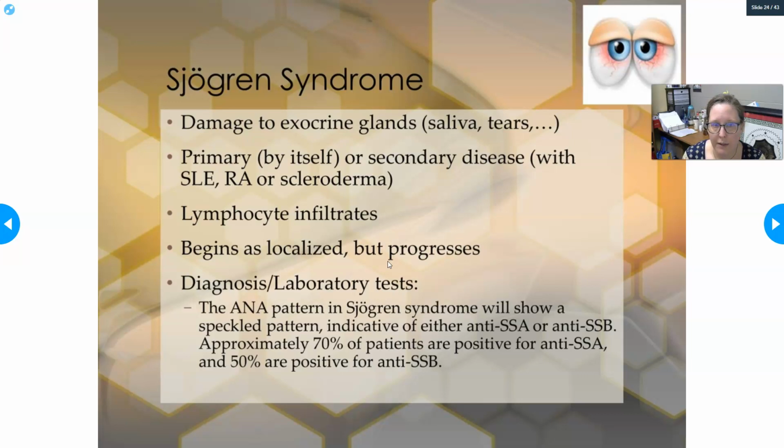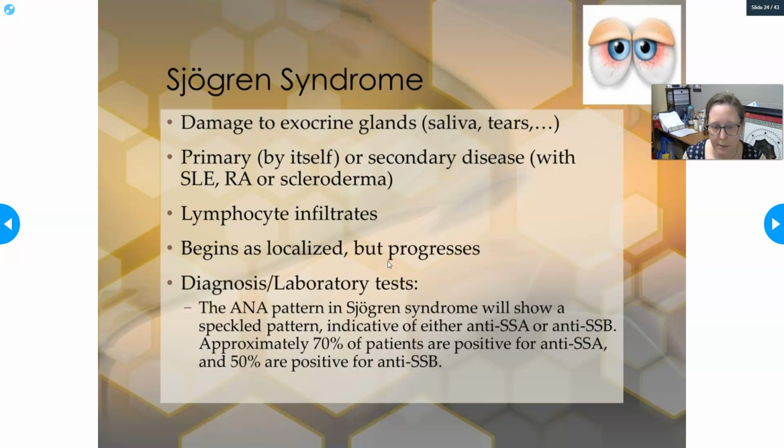Sjogren's syndrome, the damage is to the exocrine glands, the glands that produce the saliva and tears, etc. It can be primary, so it'd be all by itself, or a secondary disease, as it can be associated with other autoimmune diseases, such as lupus, RA, or scleroderma. Again, because of the underlying fact that autoimmune diseases are genetic and environmental, oftentimes if a person has one, they can get another of the autoimmune diseases. There will be lymphocyte infiltrates in those exocrine glands. It will begin as localized, but can progress.